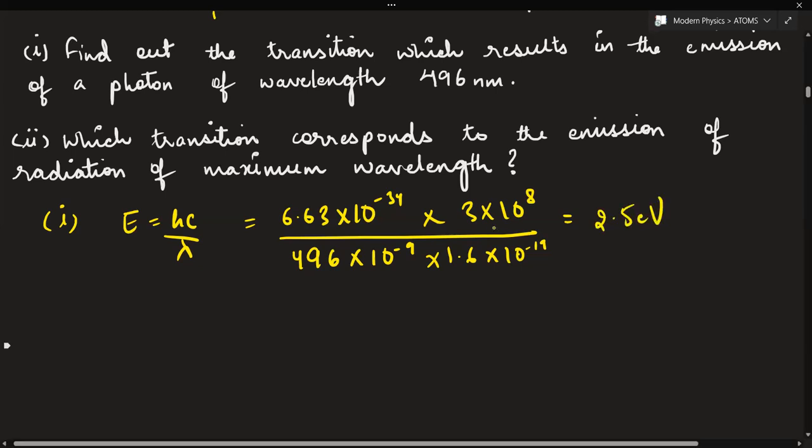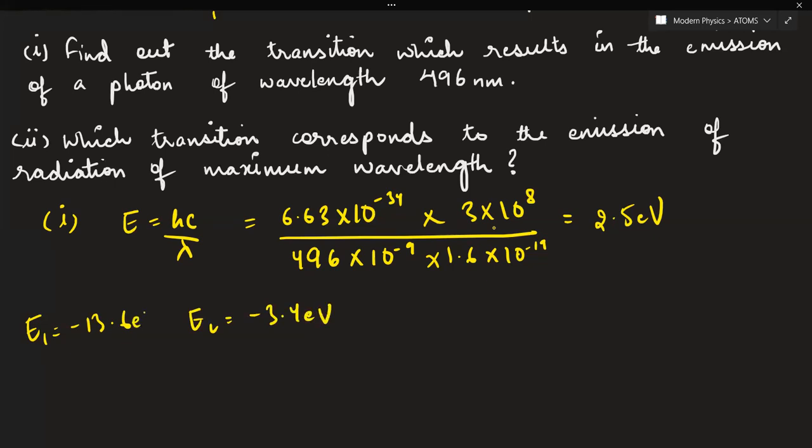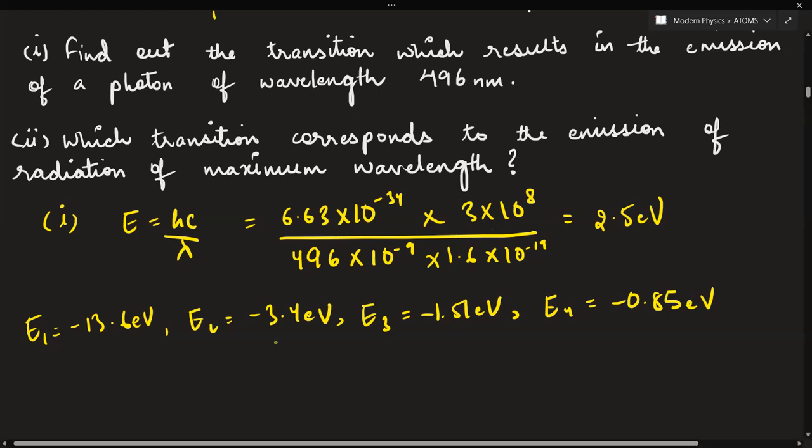Now see, E1 is minus 13.6. E2 is minus 3.4 electron volt. E3 is minus 1.51 electron volt. E4 is minus 0.85 electron volt. Right. Now what we'll do, see, 4 values are given. You have to do the hit and trial method and analyze. Minus 13.6 minus 3.4, that is minus 13.6 plus 3.4, that is around 10.2, like this. So we need a bigger gap.